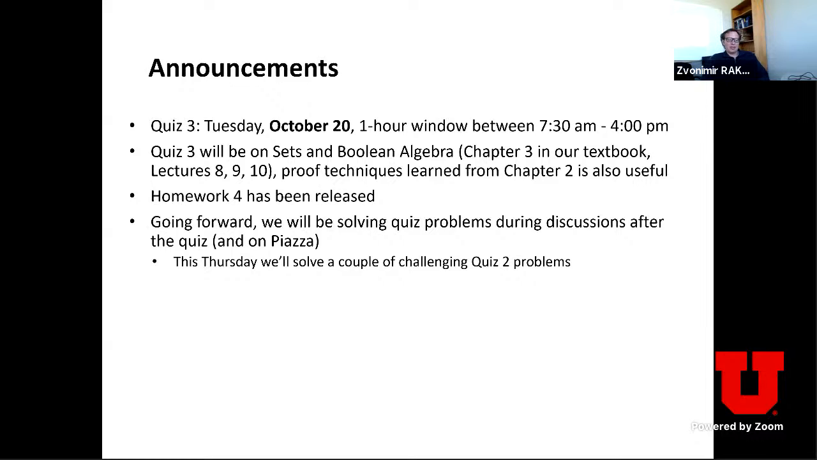So quiz 3 will be on sets and Boolean algebra. So that's only chapter 3 in your textbook, or lectures 8, 9, and 10. Of course, in these lectures and in the last recitation, we did some proofs about sets. And these proofs build on some of the techniques we learned in chapter 2. So you can definitely expect that there will be questions on proofs about sets. The form: if this is the definition of one set and this is the definition of the other set, prove that the first one is a subset of the second one and things like that. So element-wise proofs. We also released homework 4.